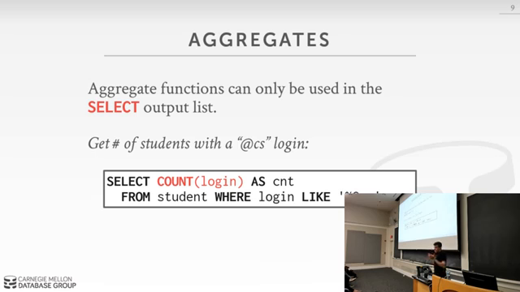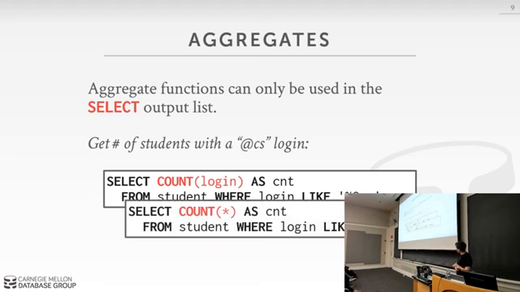So we can rewrite this to just have a star. The star is a special keyword in SQL that basically says all attributes for the tuple.